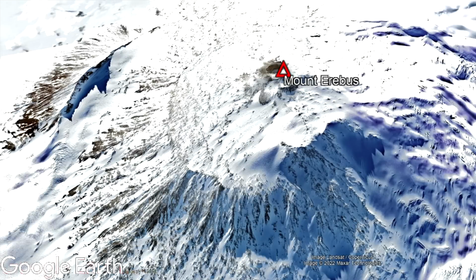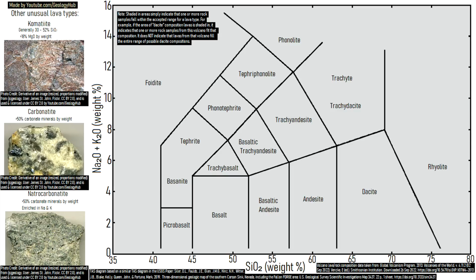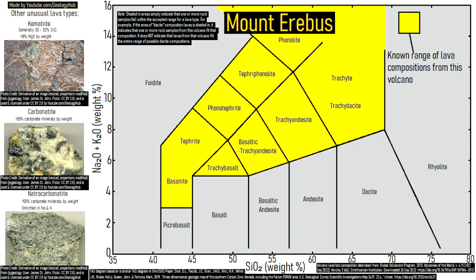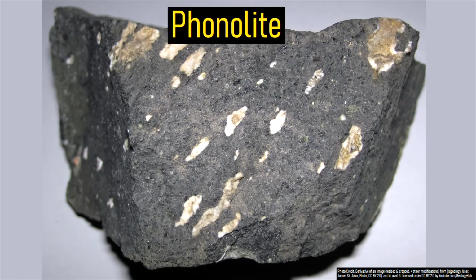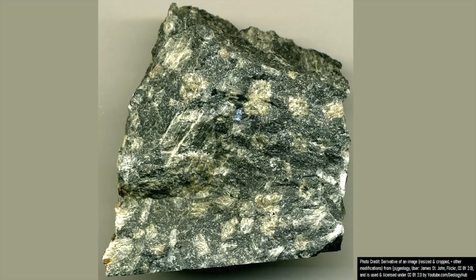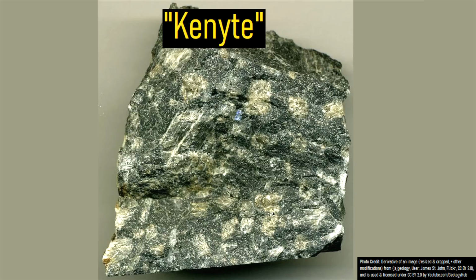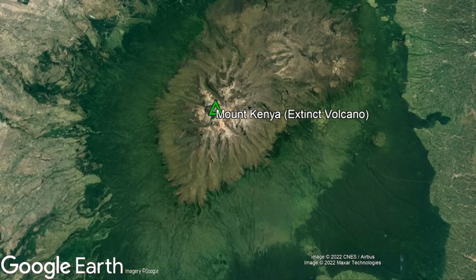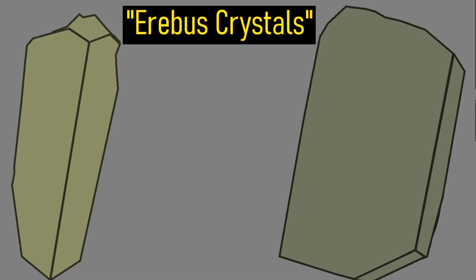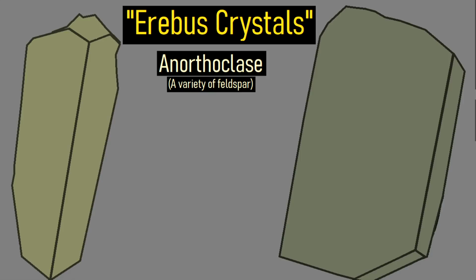Due to the unusual geologic setting of Mount Erebus, it produces a wide range of highly alkali-rich lava and volcanic rocks. One of these highly alkaline lavas is a rock type known as phonolite. However, unlike normal phonolite, there is a subvariety that erupts at Erebus which has unusually large crystals of feldspar, being part of a rock type better known as Kenyte due to its occurrence also at Mount Kenya. Within this rock type are large feldspar crystals whose specific variety is known as anorthoclase.